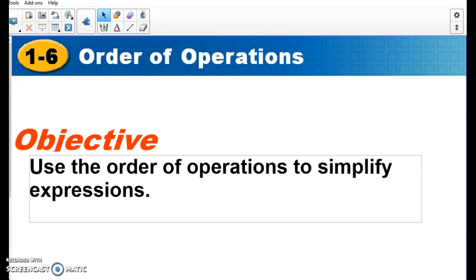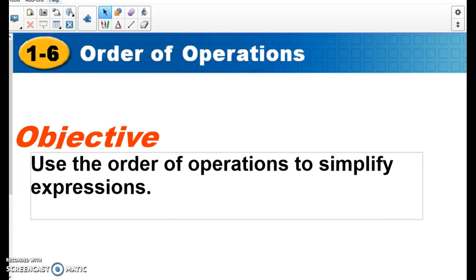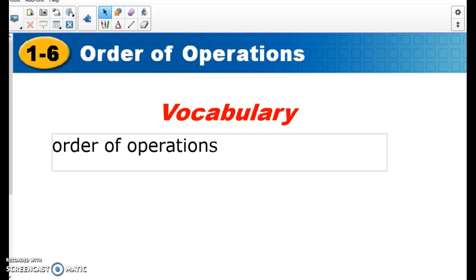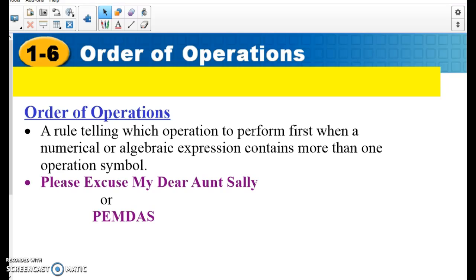It should be a reviewed lesson, but it's still a very important lesson, because if we don't know how to do order of operations, algebra and pretty much any math in general is impossible, so we have to make sure that we're pretty confident on order of operations. Order of operations is basically the rule on how we're going to add, subtract, multiply, or divide numbers. And there's a couple different ways to remember it.